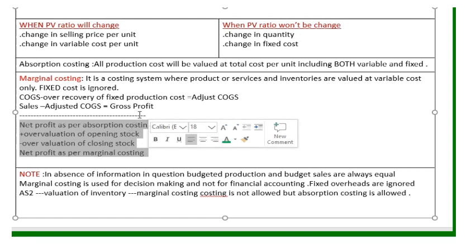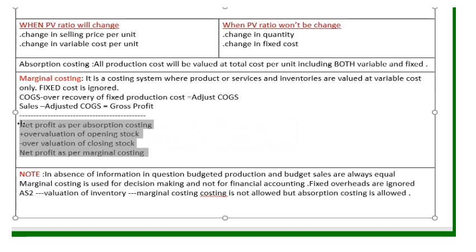after preparing the profit for absorption costing and profit for marginal costing, finally you have to prepare the reconciliation statement. In order to prepare the reconciliation statement, these steps are important. Net profit as per absorption costing plus over valuation of opening stock minus over valuation of closing stock is equal to net profit as per marginal costing. So we start from absorption costing and arrive at marginal costing.